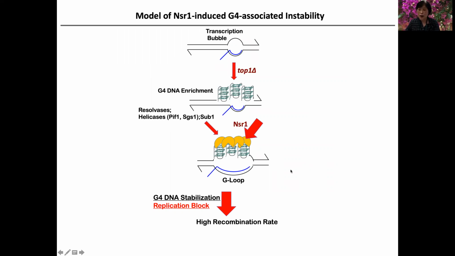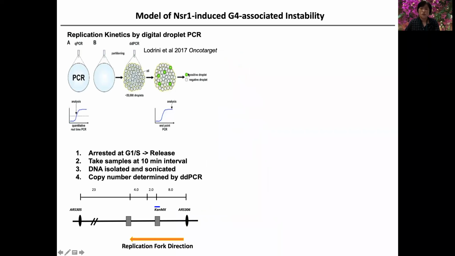So what happens after NSR1 binds to G4? One idea we had was that this can bind very specifically, form a very stable complex, and become a block to replication. So in order to test this, Dr. Shivani Singh in our lab has developed a method that's a modified ddPCR.